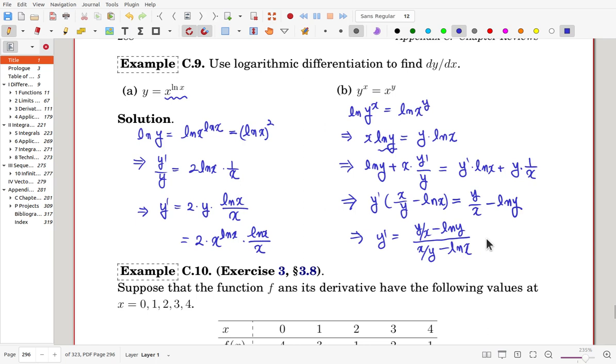Now for this term, originally the function is defined implicitly, so there's no way to replace y with f of x. So you can leave it in this way. So this is the final answer. Okay.